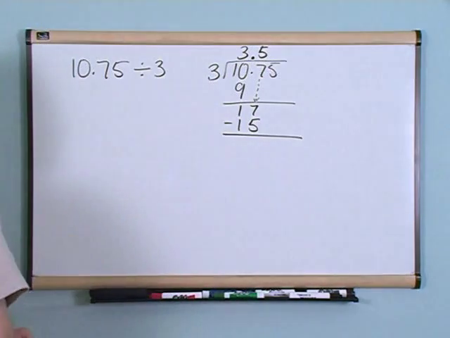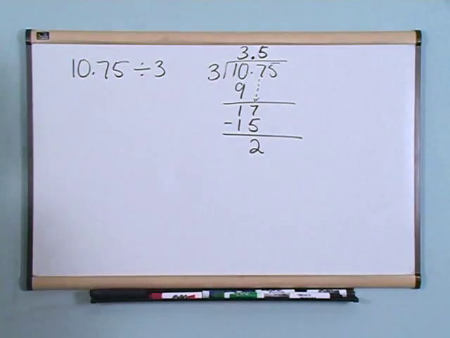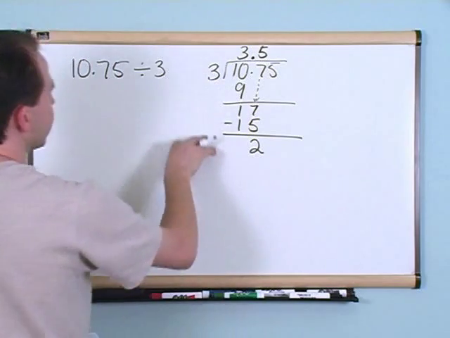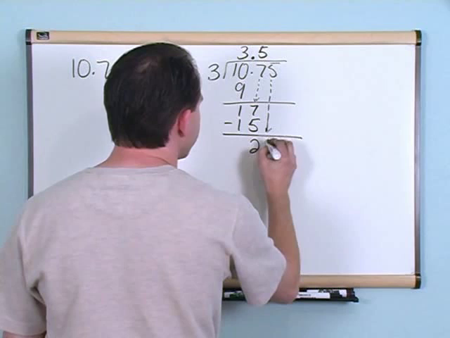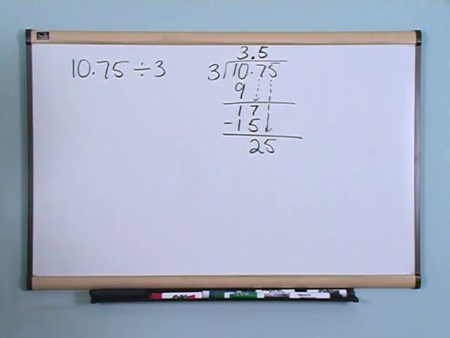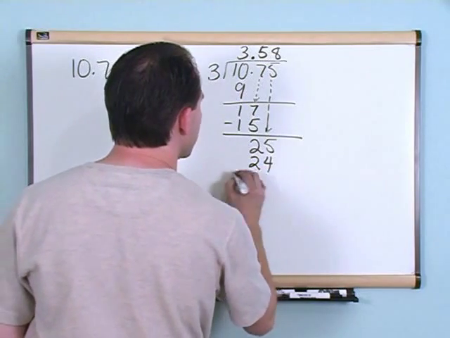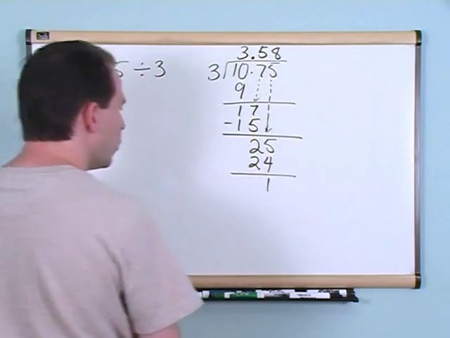Then again I subtract. 17 minus 15 gives me 2. So the question is, can I take 3 and divide it into 2? Well, no, I can't. So before I do anything else, I drag another digit down. Can 3 go into 25? Yes, it can. It can go 8 times, because 8 times 3 is 24. 25 minus 24 gives me 1.